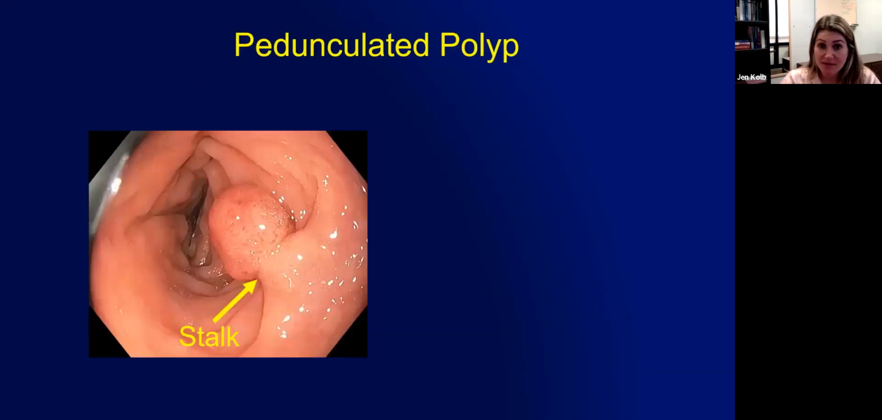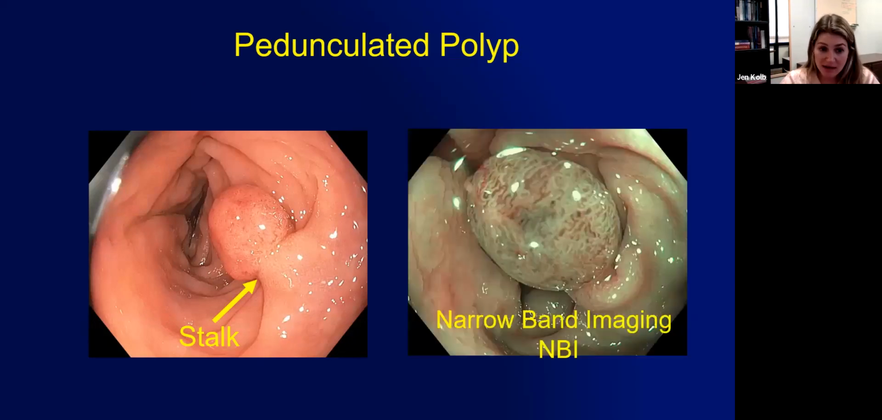So this is an example of a pedunculated polyp. Pedunculated usually has a stalk, and you can see where the arrow is pointing. So it's not flat, right? It does actually look like that typical mushroom.